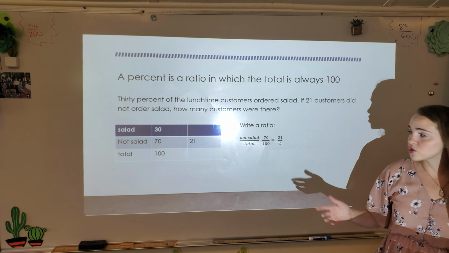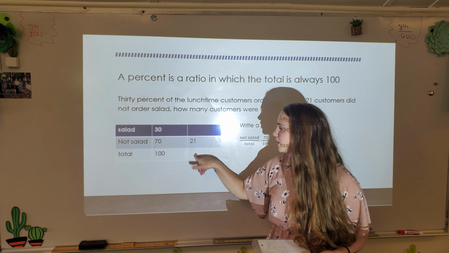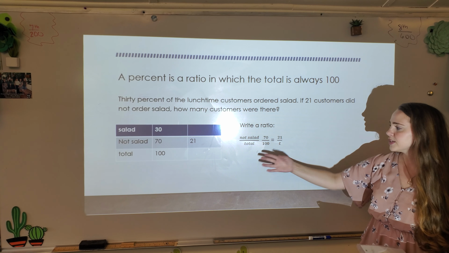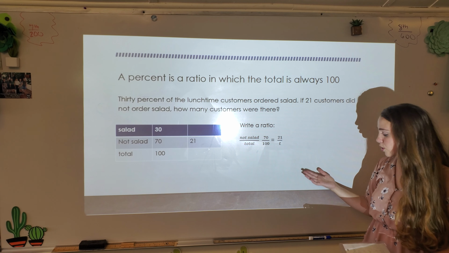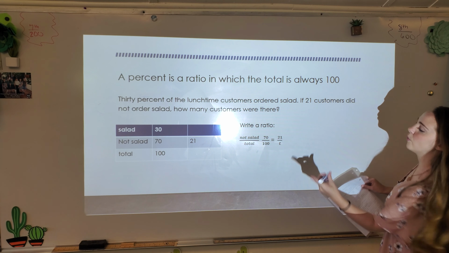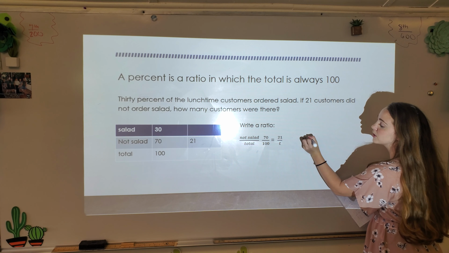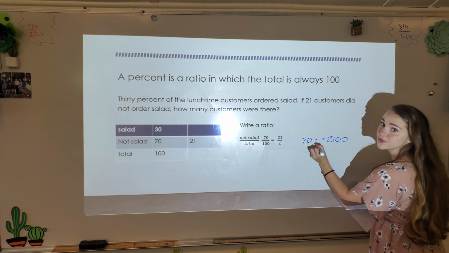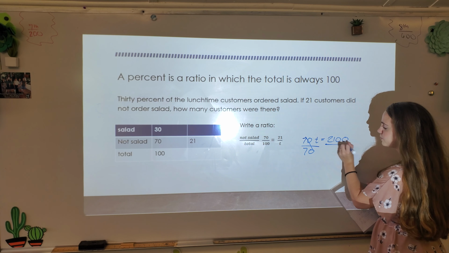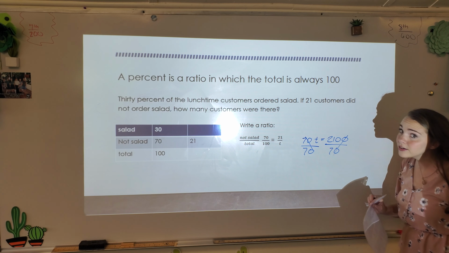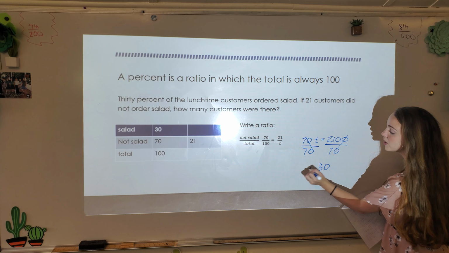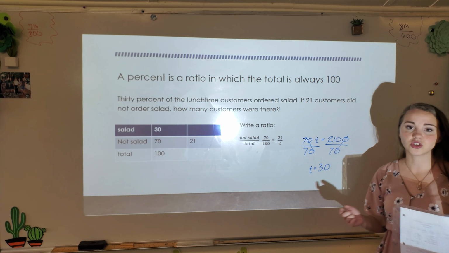So can you see here the ratio we can pull out? We don't really need the salad people. We just need the total number of customers. So I put not salad over total, 70 over 100 equals 21 over T. And that is where we will cross multiply, which we're really good at. And then divide by 70. You don't need a calculator for this. 21 divided by 7 is 3, and then just add the 0. So there were 30 customers in total that came.